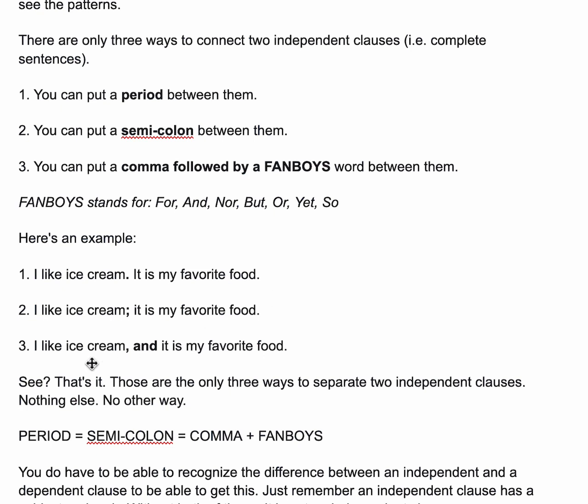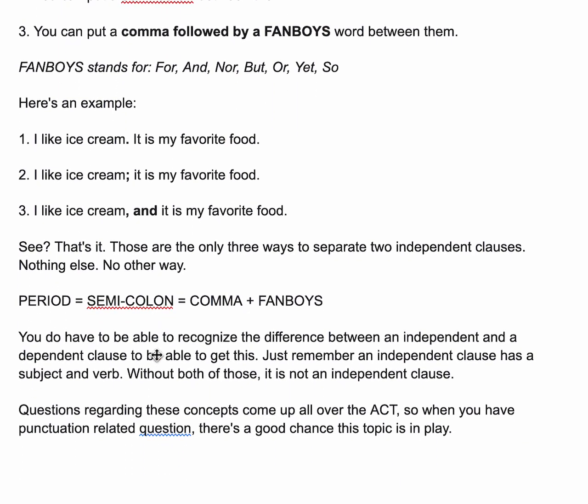All right, and then the third version is I like ice cream, comma, and it is my favorite food, and is a fanboy's word. So these are all the same: period, semicolon, comma and. If any 2 of these appear in answer choices, like B and C are just changing the semicolon to a comma and, or the semicolon to a period, or the period to a comma and, you can cross out both of them because they're identical grammatically. So that's the rule. There are only 3 ways to separate 2 independent clauses. Nothing else, no other way.